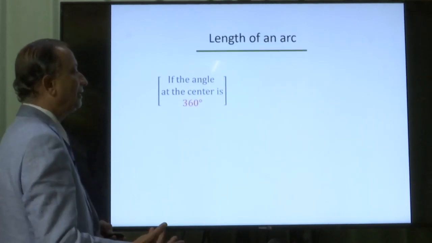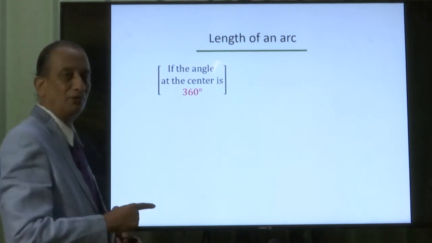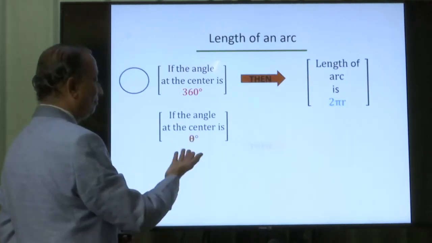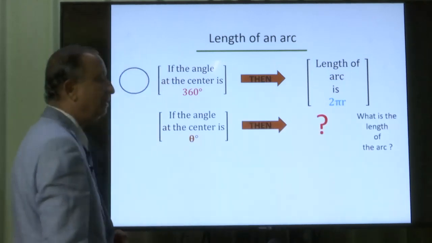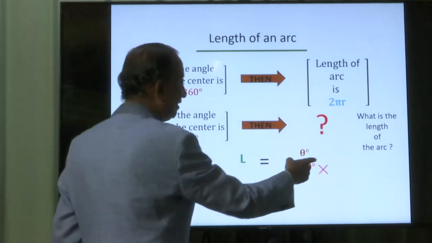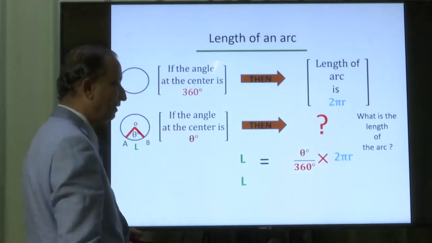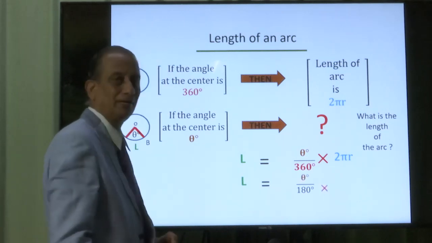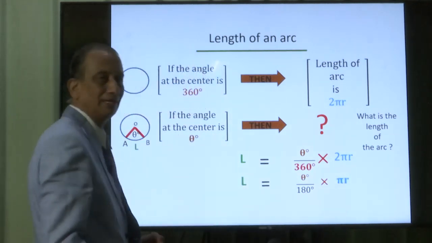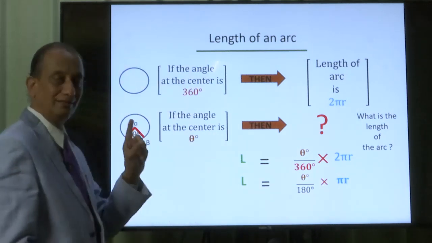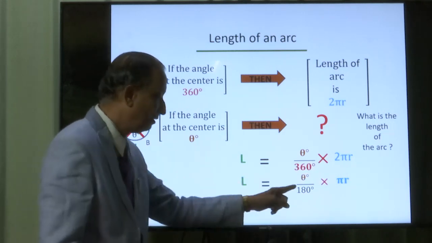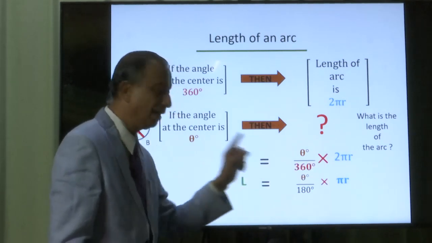So, now let us find out the length of the arc. That can be found out again by the unitary method. If the angle at the center is 360 degrees, then the length of the arc is 2 pi r, and if the angle at the center is just theta degrees, what would be the length of the arc? Again the same way: theta by 360 degrees times 2 pi r. Simplify, 2 and 360 cancel, so theta by 180 degrees times pi r. So, here we do not have 2 pi r, children. 2 and 360 have been cancelled, 180 is there, and just pi r is there. So, this is the formula to find the length of the arc. Please remember it is theta by 180, not 360, because we have simplified 2 and 360, and there is no 2 here.